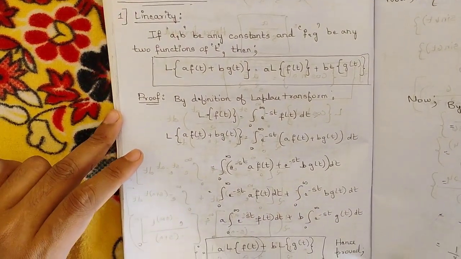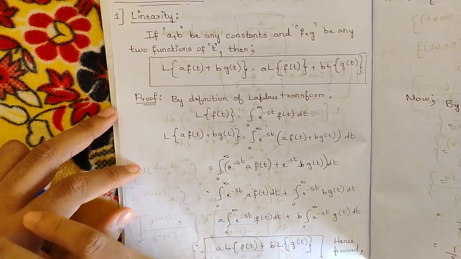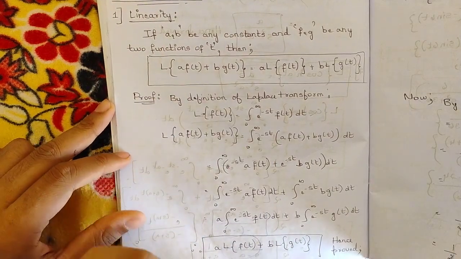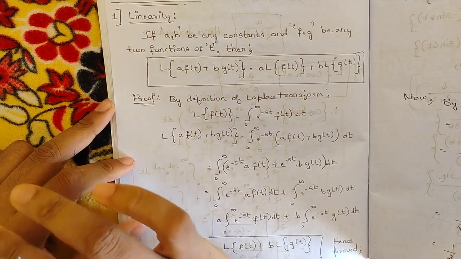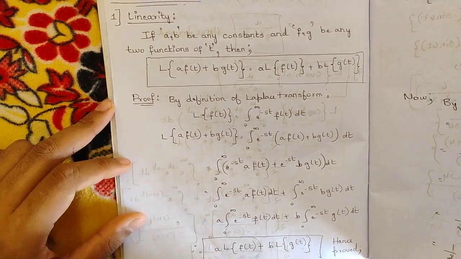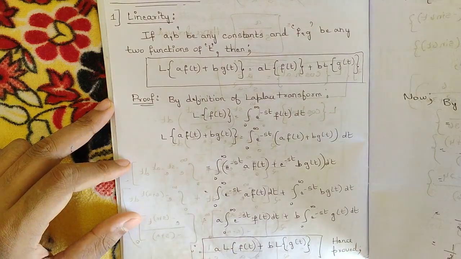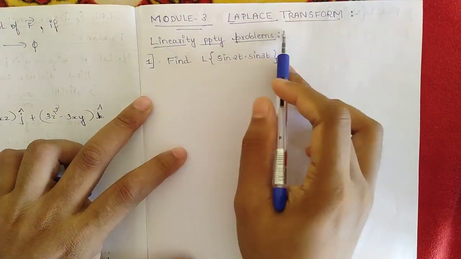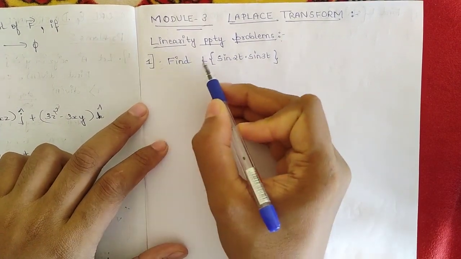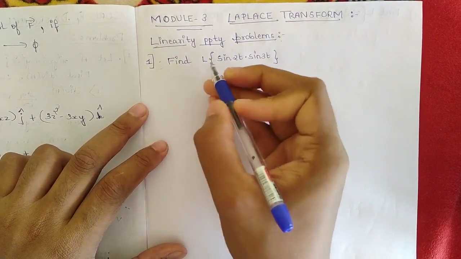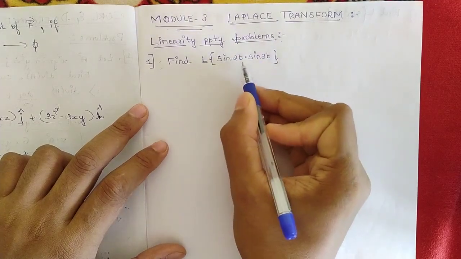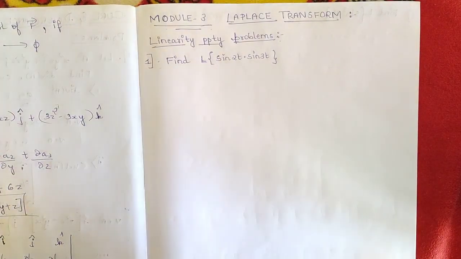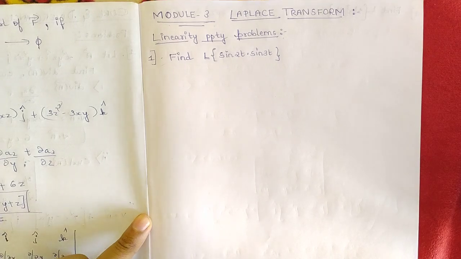If you didn't understand it yet, I guarantee that you will understand it very carefully while solving problems. So with respect to this linearity property, we are now going to solve some very important problems. Let us start with the problems of this module. This is the first question under the linearity property: find the Laplace transform L of sine 2t into sine 3t. Let us try to find it now.